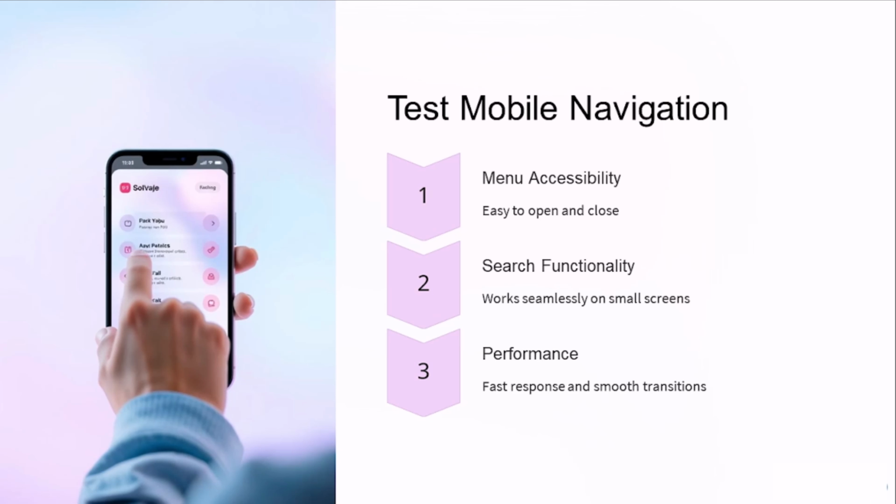So the final one when it comes to testing mobile navigation is performance. You should always ensure that the transitions and responses on your website, especially for a mobile application, are fast and smooth. So that's where we are going to be stopping for site speed and mobile optimization.